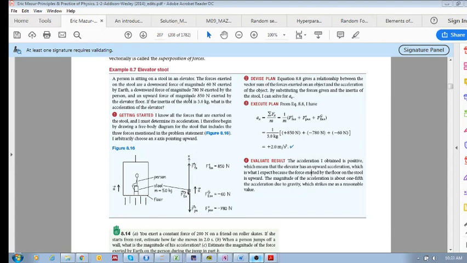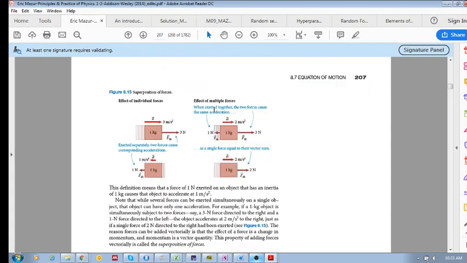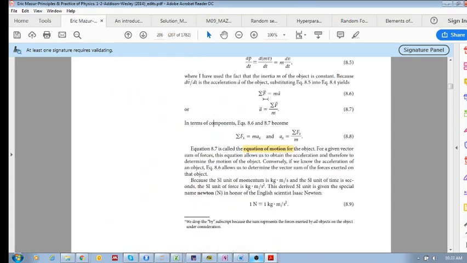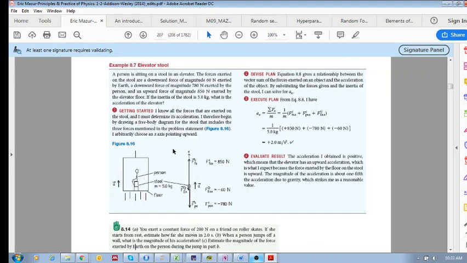Okay, so let us do a little example, 8.7, on how to apply the equation of motion. Recall, the equation of motion is given by this. Sum of the forces is ma, or a is equal to the sum of forces over mass. Okay, so here's a nice little problem.